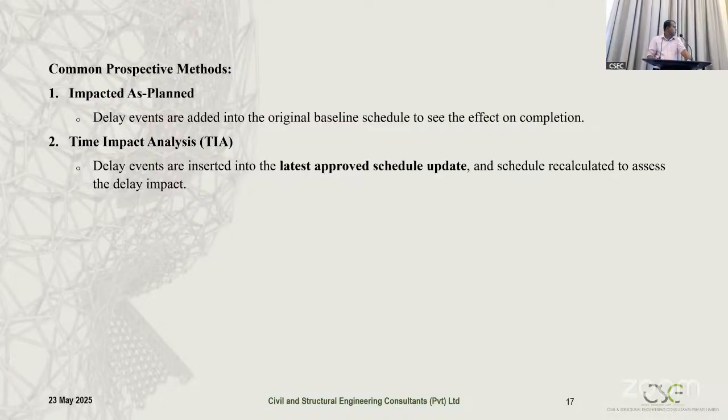For the prospective delay analysis method, we have identified two methods. There are some other methods, but I have taken these two. The first we call impacted as planned, where delay events are added into the original baseline schedule to see the effects on completion time. The second one is the time impact analysis. I will talk about all these methods later. For the introduction part, I have explained this to you.